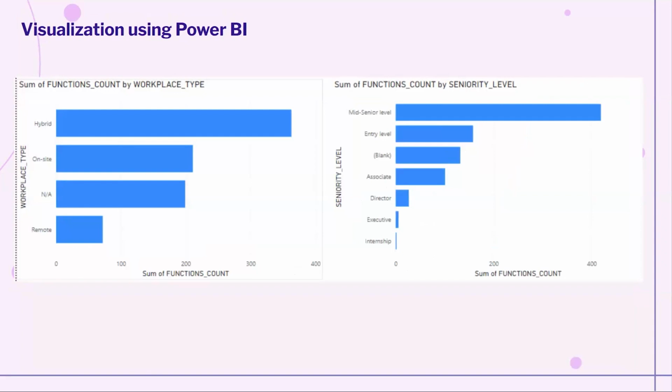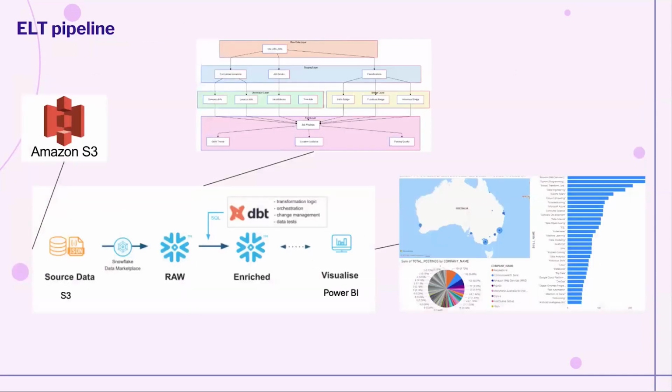And we also analyzed the workplace type and seniority level. Hybrid and on-site are the most common workplace types. And of course, mid-senior level and entry level are the most common seniority levels that our jobs need. And that's all. Let me hand it to Rowan for the next part.